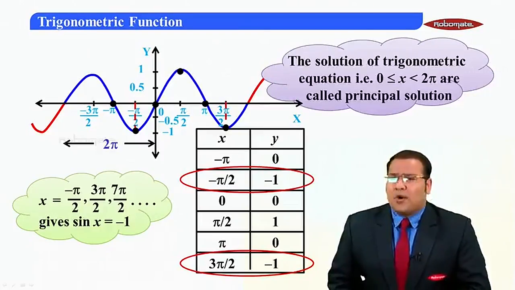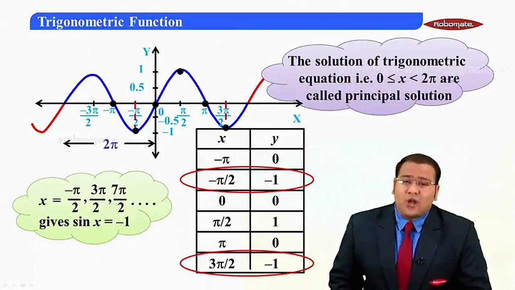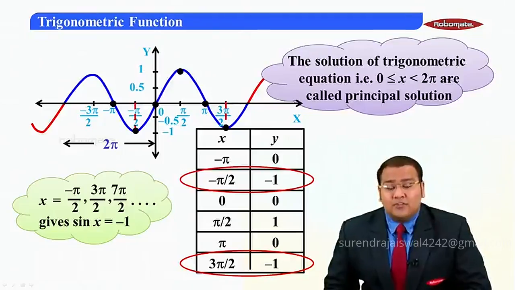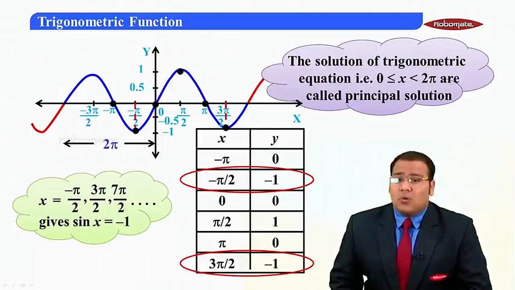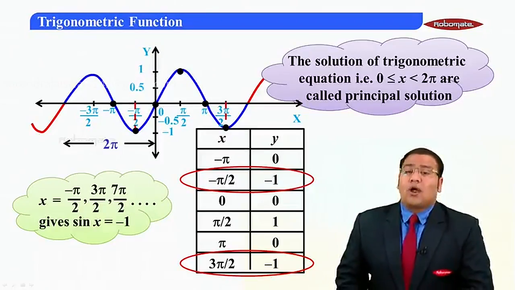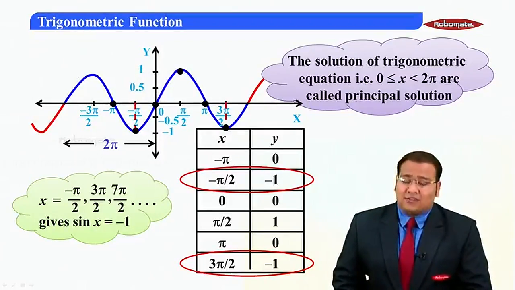Now there is an important part. The solution of a trigonometric equation which ranges in between 0 to 2 pi is called the principal solution. In other words, for sin x equal to minus 1, you have to consider the values of x only in the range of 0 to 2 pi, which would give you minus 1.